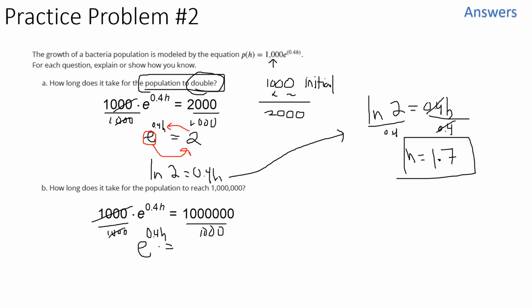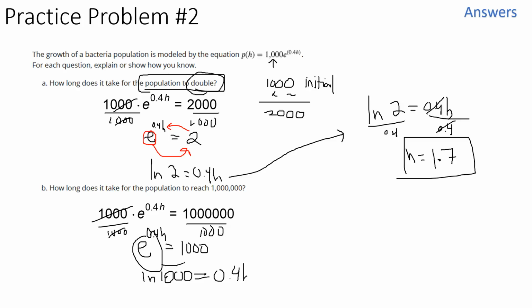We make our natural log conversion. So natural log of base invisible e of 1,000 is equal to 0.4h. Remember, this is your base, this is the inside, this is what it equals to, and this is an h.